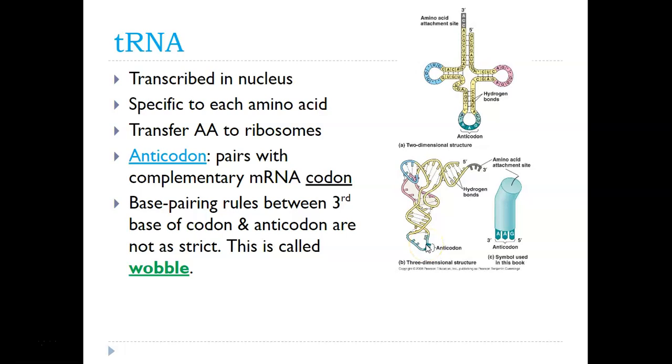So there's 64 codons, but only 20 amino acids. So a lot of times the base pairing that occurs between that last letter and an anticodon isn't super strict, because oftentimes if you have AA something, not mattering what, it'll always code for the same amino acid.